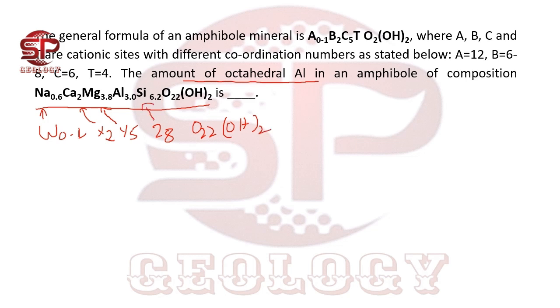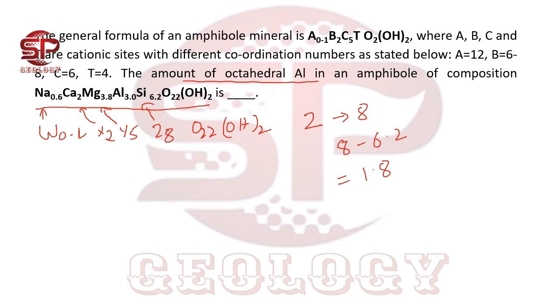Z8 is the tetrahedral site, which can accommodate both silicon and aluminum. That's why aluminum is distributed in the octahedral site and the tetrahedral site along with Si. This tetrahedral site, that means Z, should be 8. Here Z is only 6.2. So what more do we require? 8 minus 6.2 will be 1.8. That means 1.8 fraction of aluminum is present in the tetrahedral site.